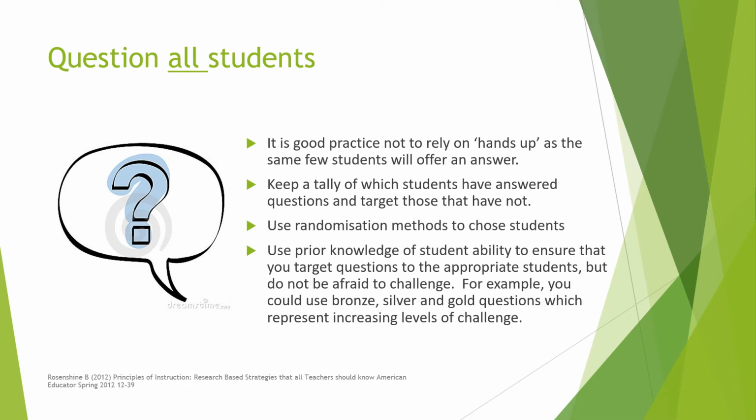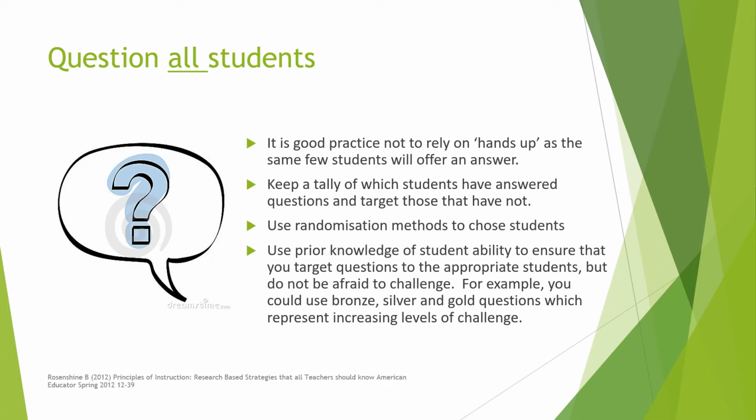Question all students. Now the key here is all. It's not good practice to rely on hands up because actually the same few students will offer an answer and the other students engage in a bit of social loafing. They know somebody else will answer, so they don't have to worry about it. One of the ways that you can get around that is to use a randomised method, so choosing students at random so they're on their toes, they know they could be asked at any time. Keeping a tally of which students have answered questions and then target those that haven't answered or volunteered an answer.